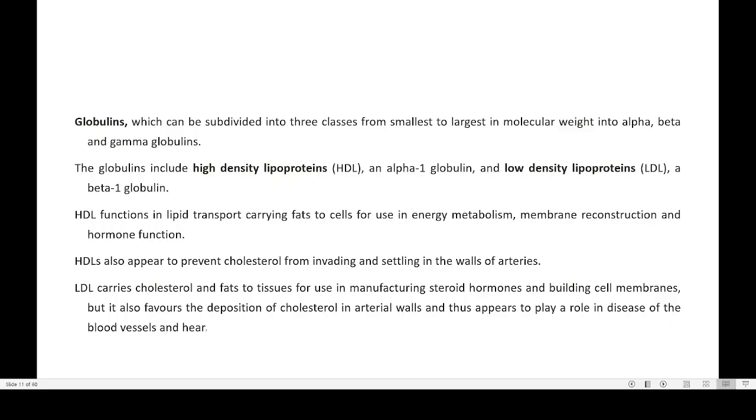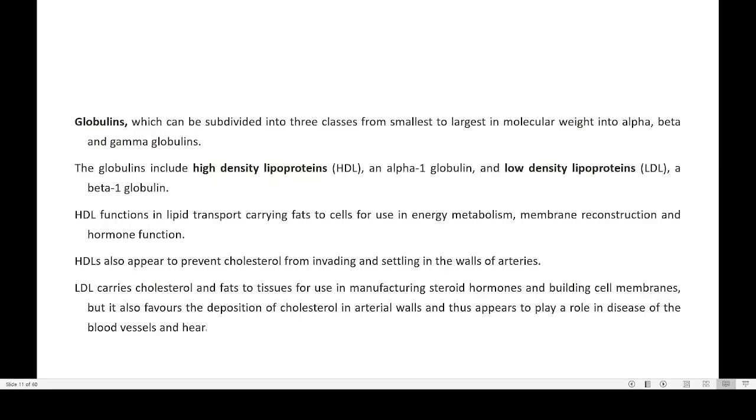Then LDL, another type of cholesterol, low density lipoprotein, carries cholesterol and fat to tissues for use in manufacturing steroid hormone and building cell membrane. That is its role, but it favors the deposition of cholesterol. If too much LDL cholesterol is present, this cholesterol will be deposited on the inner wall of the artery, whereas HDL does just the opposite. That is why we call HDL a good cholesterol, because it prevents cholesterol deposition on the inner wall of the artery, whereas LDL will be doing that. So LDL is sometimes known as a bad cholesterol.